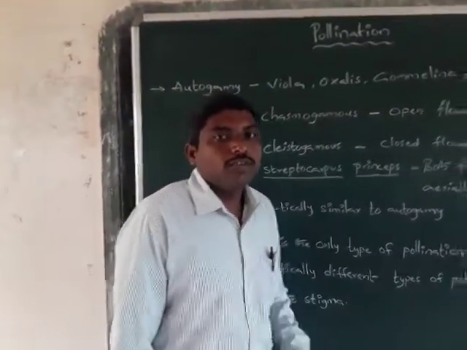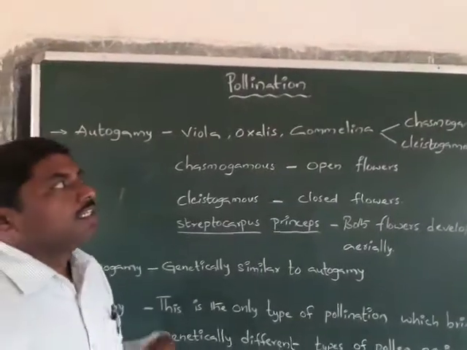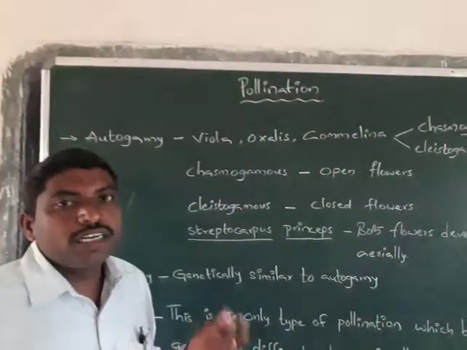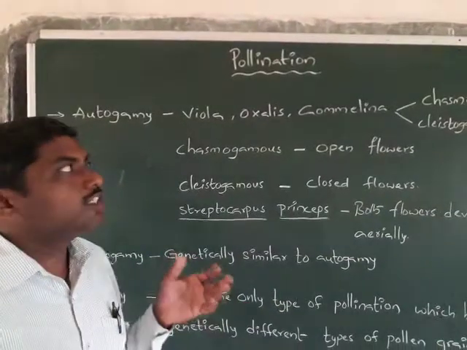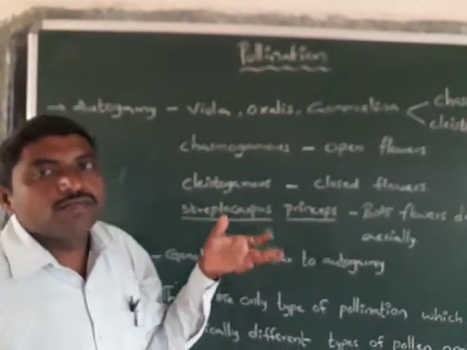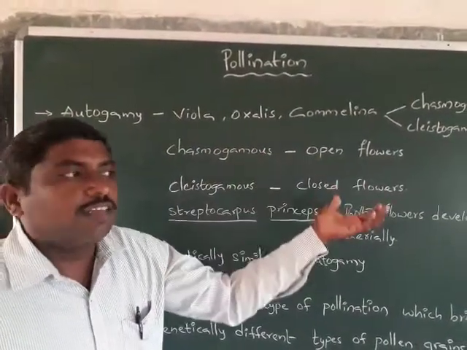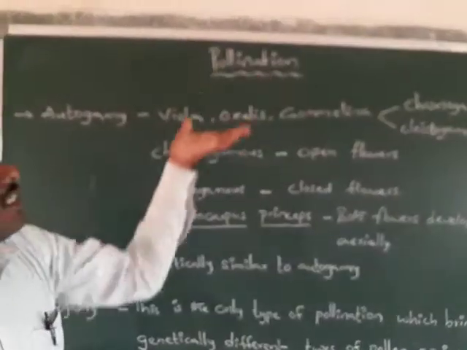In this video we talk about pollination. What is meant by pollination? The transfer of the pollen grains from the anther to the stigma is known as pollination. There are many types of pollination.